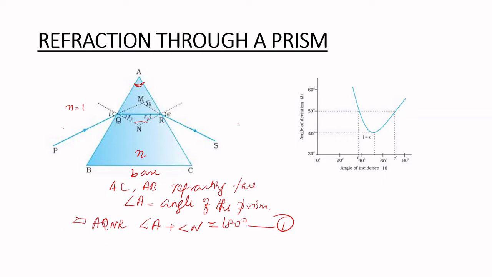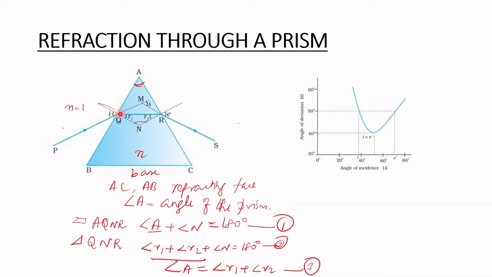Then you can see here a small triangle called QNR. So in triangle QNR, angle R1 plus angle R2 plus angle N is equal to 180 degrees. So from relations 1 and 2, what we can infer is angle A is equal to angle R1 plus R2.